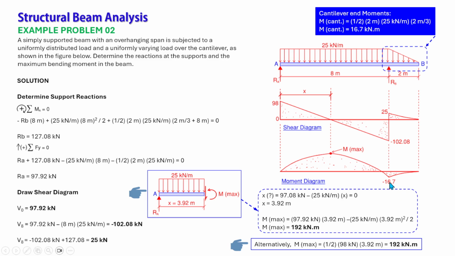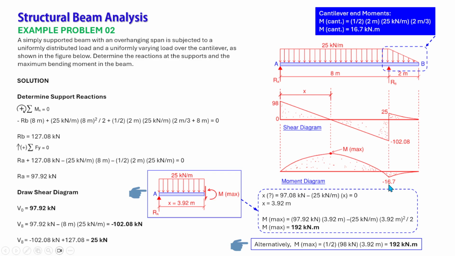To determine the negative moment, if you add the positive shear area, then deduct the negative shear area at this point here, you will get the net negative moment of 16.7, which is also equal, if you take moment from the cantilever end, to 1/2 times 2 times 25 times 2/3, the moment arm here. That moment is equal to 16.7. So this is the way you confirm the moment at this point here.